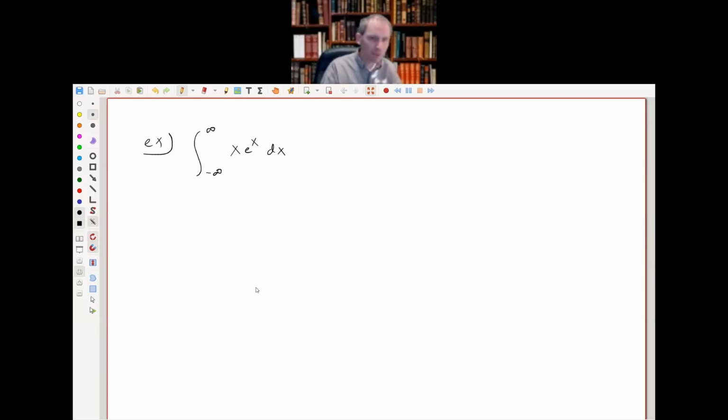So I'm going to break this up into two. I'm going to begin by saying this is the integral from negative infinity to 0 of x e to the x dx, plus the integral from 0 to infinity of x e to the x dx. Now for each one of these, I only have one limit of integration that's infinite, and that way we won't run into problems. So I'm going to treat each one of these separately, and work out each integral separately.